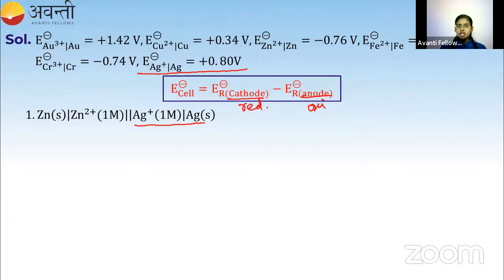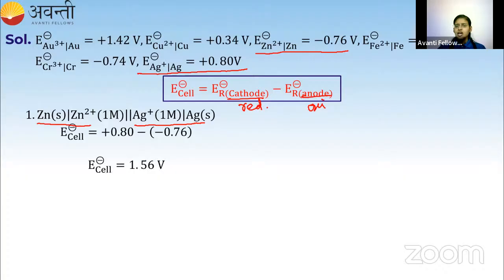Here zinc is getting oxidized. So where is the zinc value? Yes, here we have the zinc value, just minus of minus 0.76 you have to put. And the answer will be 1.56. Answer is 1.56. Nagashri, how did you arrive at this answer, minus 0.70?